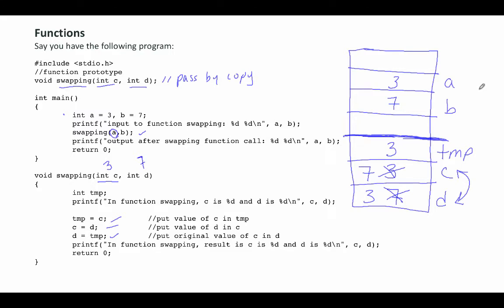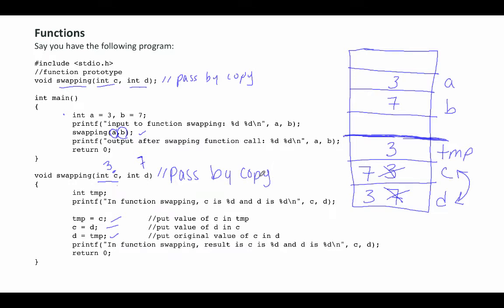Because we passed copies of our variables to the swapping function. We did not pass the address, we passed copies. So in the next slide, I'm going to show you what it means to pass by reference. This is called pass by copy. This is when you pass just the value that is held there. So a was a 3 and b is a 7, and you're passing the values of the variables, and these variables are getting declared and initialized. That's called pass by copy.